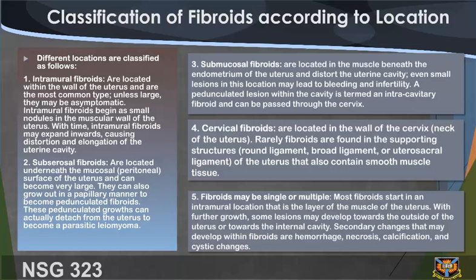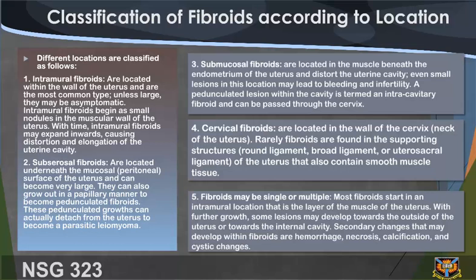2. Subserosal fibroids are located underneath the serosal peritoneal surface of the uterus and can become very large. They can also grow out in a papillary manner to become pedunculated fibroids. This pedunculated growth can actually detach from the uterus to become a parasitic leiomyoma.